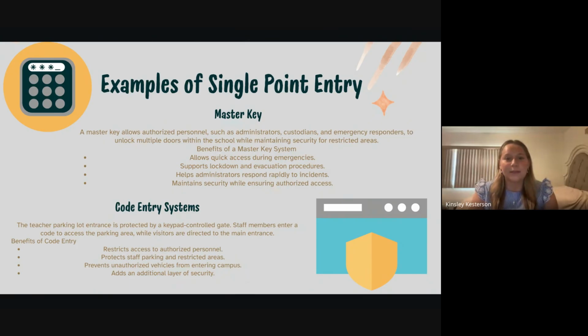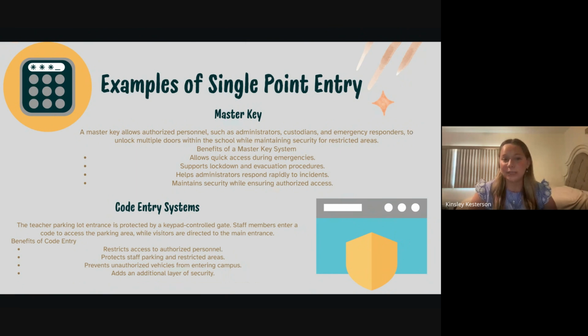So some other examples of single point entry. A master key. Only specific staff members like administrators, certain custodians, and the emergency responders like the resource officer will have a master key that will open all of the doors on campus. Some benefits: it allows quick access during emergencies. Like Estella was saying about the threats, they can access the classrooms if there's an emergency. It supports the lockdown and evacuation procedures, helps administrators respond rapidly to incidents, and maintains security while ensuring authorized access. So that ensures that all of the doors remain locked and only authorized personnel who have the master key can open up all the doors on campus.